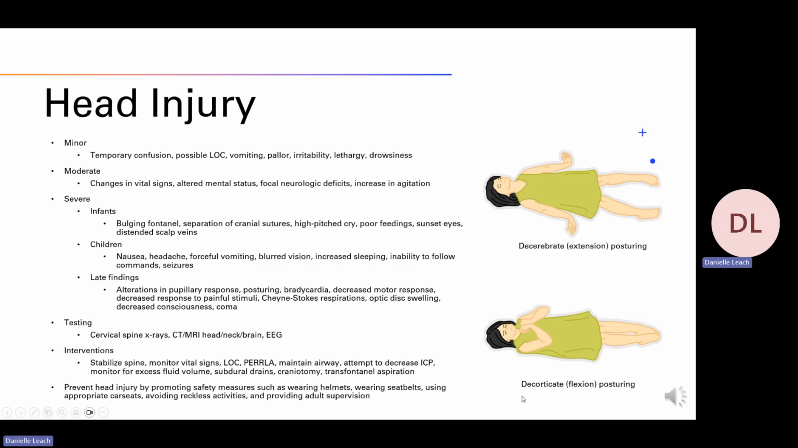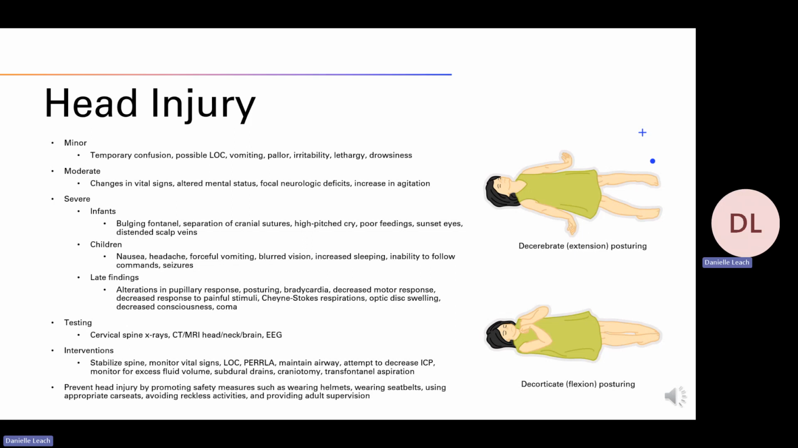The last topic we're going to talk about is head injuries. We can classify head injuries as minor, moderate, or severe. With a minor head injury, some symptoms that a child could have is they're temporarily confused. They could possibly have mild change in their LOC. They could have vomiting. They could look pale. They could be irritable, lethargic, or drowsy.